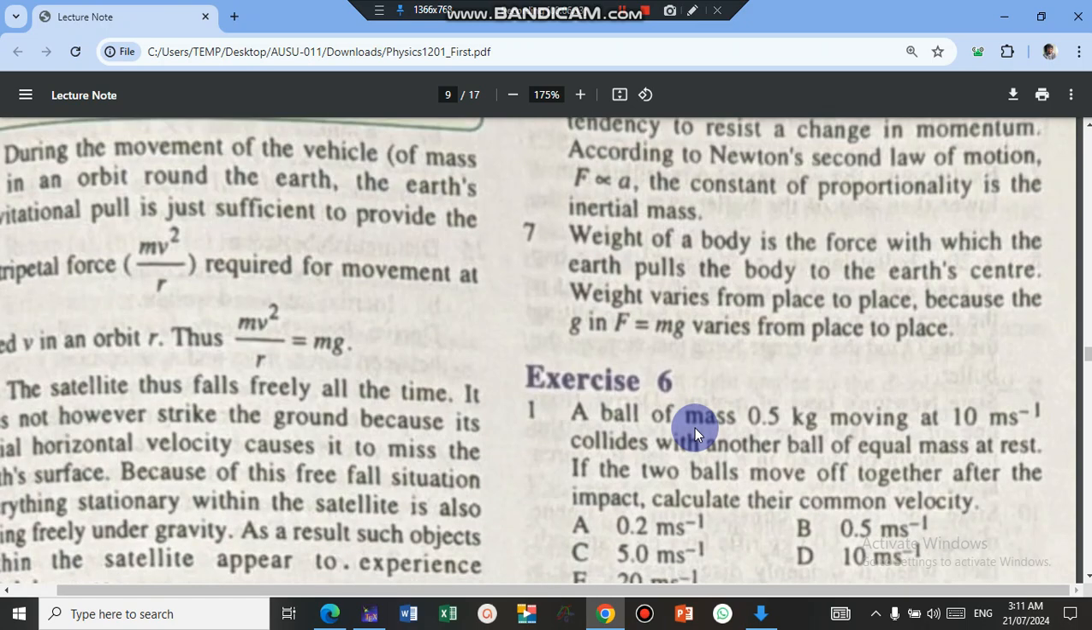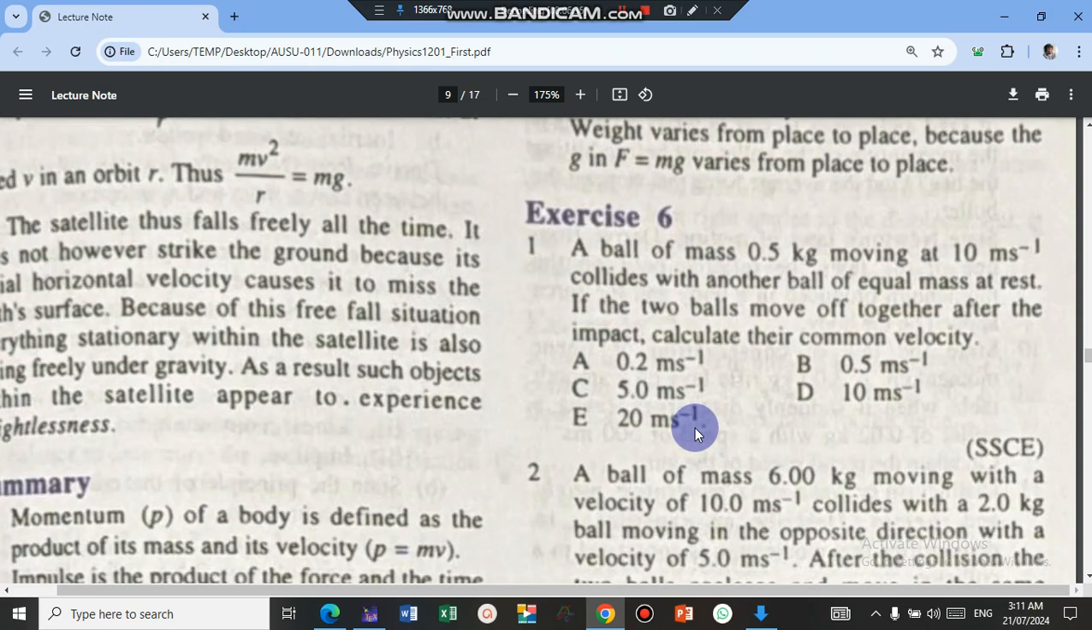Okay, here are the exercises. Let's see how we can solve them. The first one says a ball of mass 0.5 kilogram moving at 10 meters per second collides with another ball of equal mass at rest. The second ball also has this mass. If the two balls move off together after the impact, calculate their common velocity.